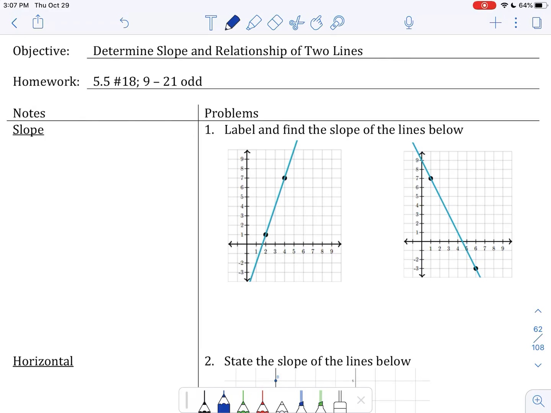All right, so we're back to the notes packet that you got at the beginning of the year, and we're going to talk about slope and the relationships between lines. So get yourself ready to take notes, get that packet out, and we're going to get started.